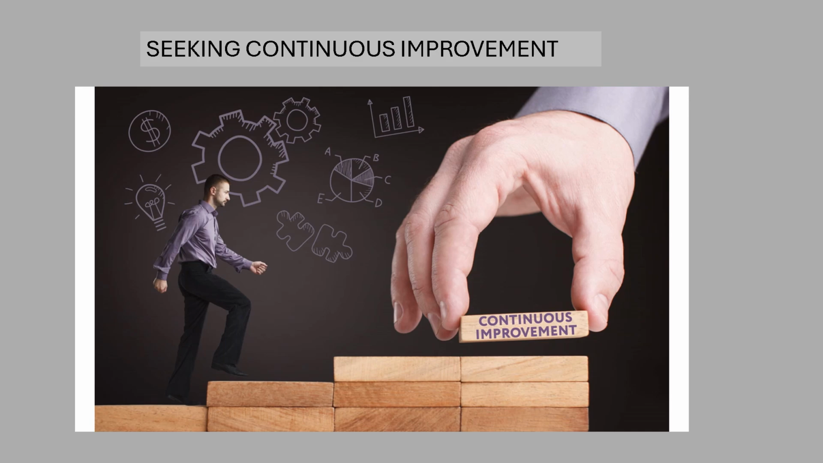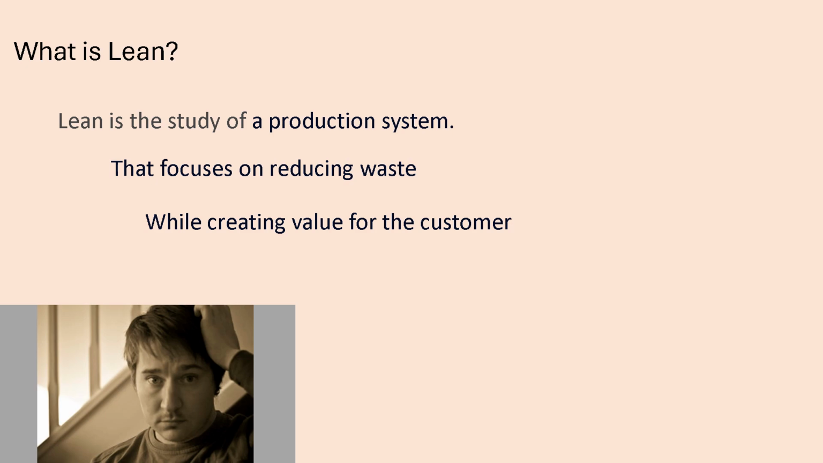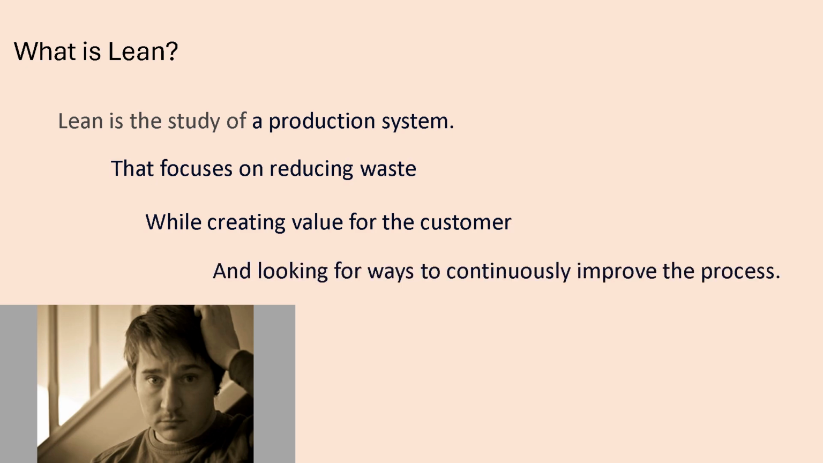And in Lean, of course, it's continuous improvement, but not just by you, but by every employee in the organization when they improve the system and you have a continuous improvement environment. So in closing, what is Lean? Lean is the study of a production system. The focus is on reducing waste while creating value for the customer and looking for ways to continuously improve the process.